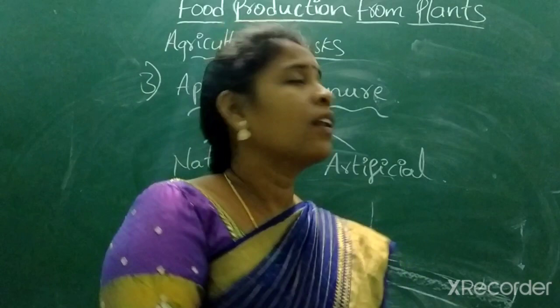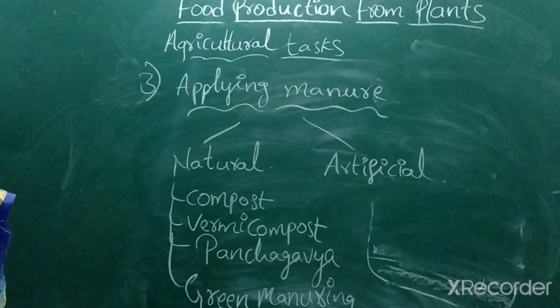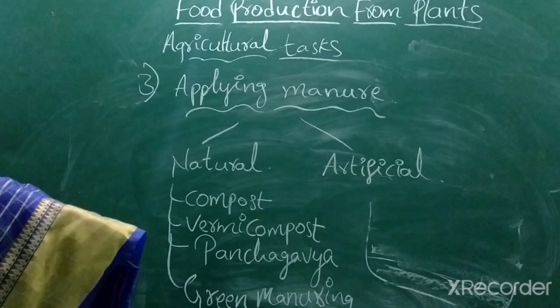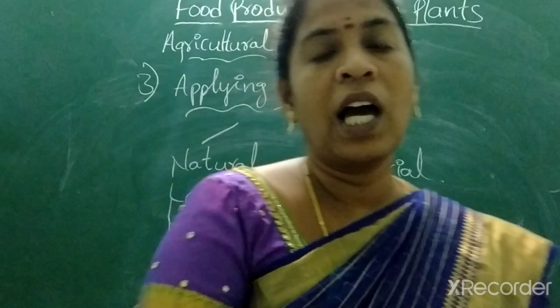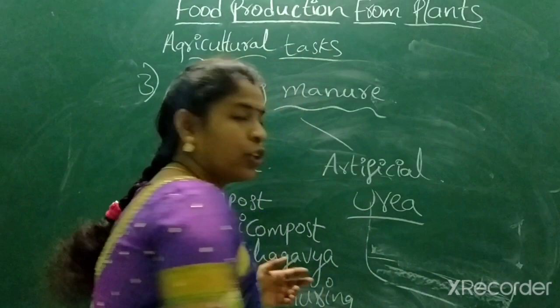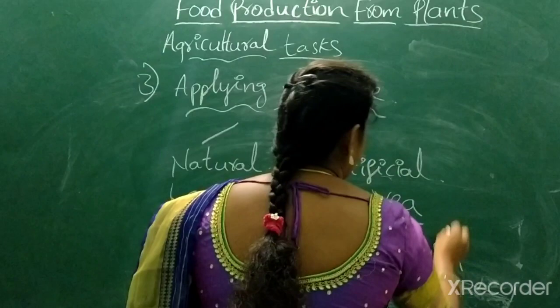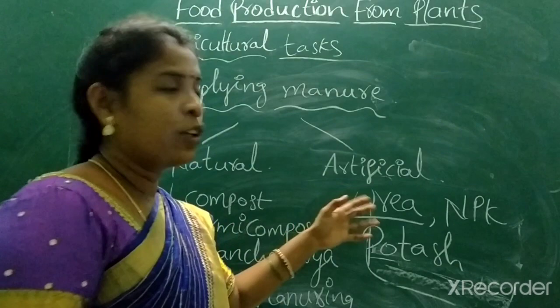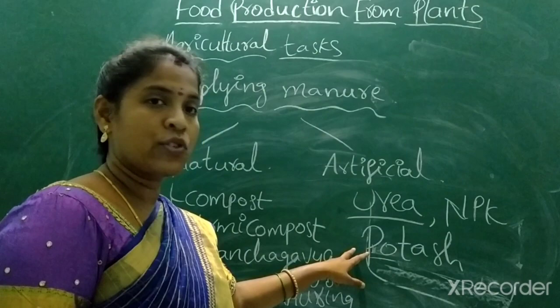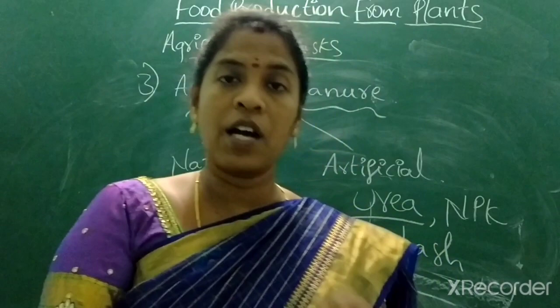Then what about artificial nutrients? Artificial nutrients are basically those which are used by farmers. There are different ones, but we don't have enough time now, so I'll tell you simply about the artificial chemicals used for manuring. That is urea. They provide urea, potash and NPK. NPK: nitrogen, phosphorus, potassium. Urea is majorly used in artificial manuring. These are the major artificial fertilizers used to replenish the nutrients in the soil.